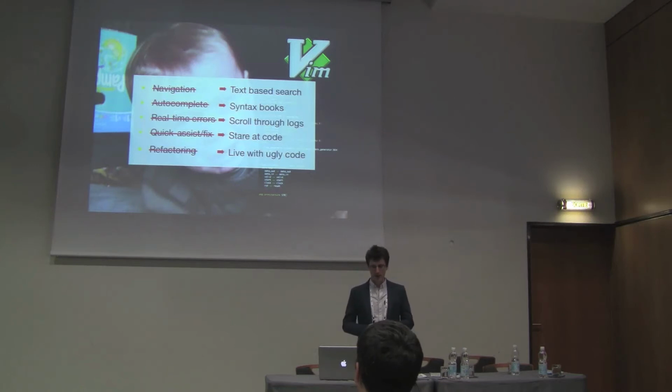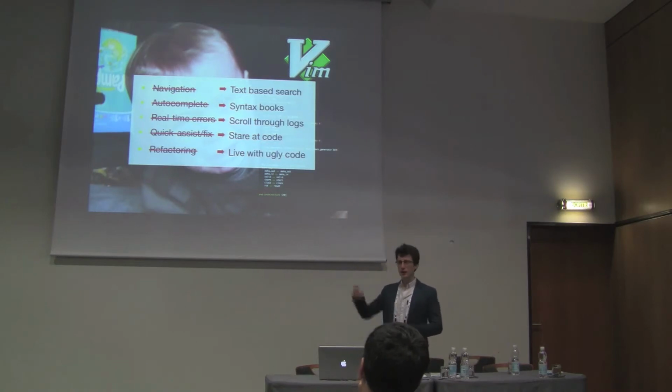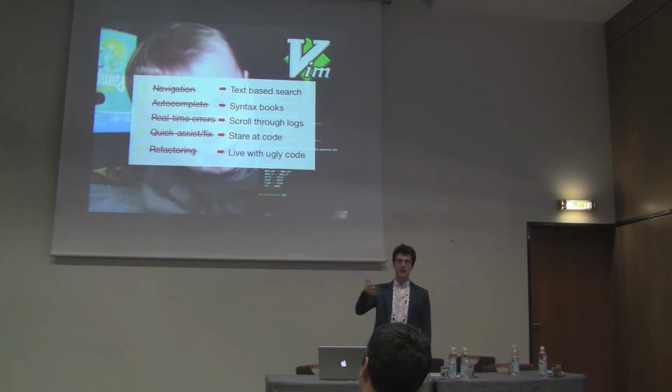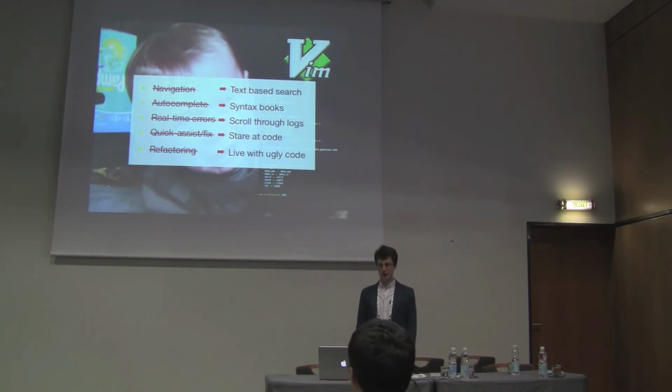Also no real-time errors: type for a bit, run it through the compiler, scroll to the logs, go back to your file. It was a real productivity killer. Also, if the compiler says there's an error on line 5, you have to look around line 5 to find something in your code, so you're staring and staring. And there's no refactoring support, so most of the time you simply live with a wrong variable name choice, and in the end you get very ugly code.